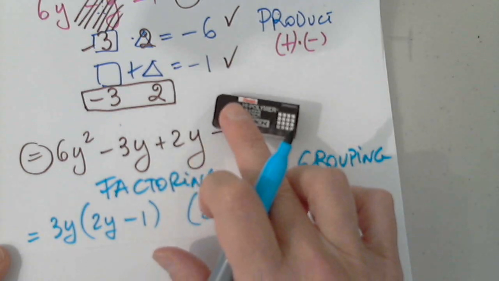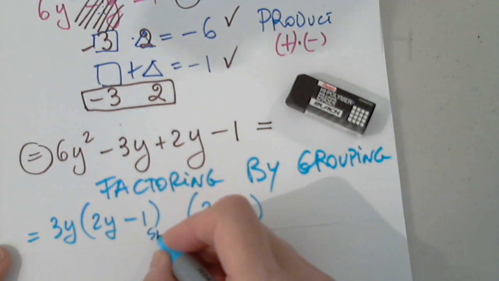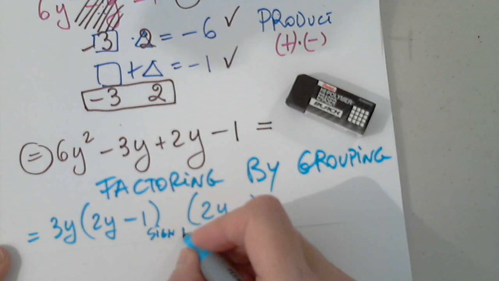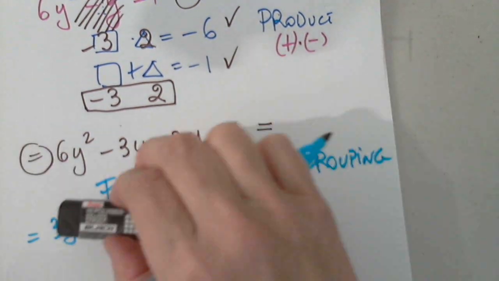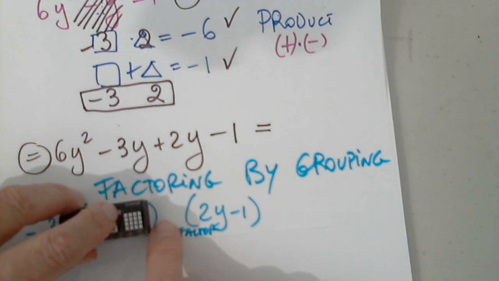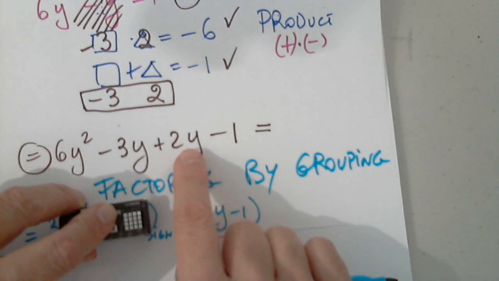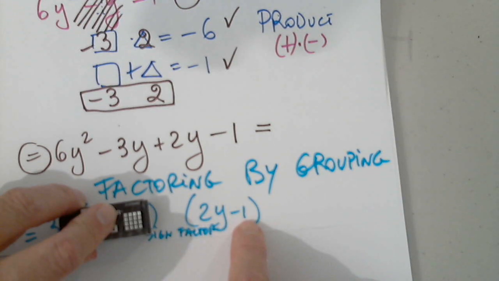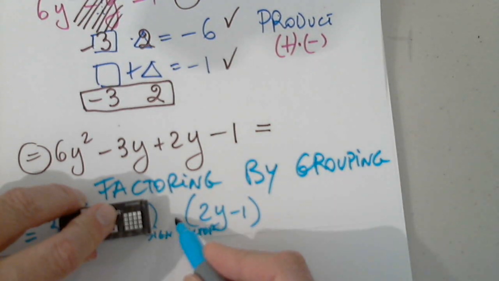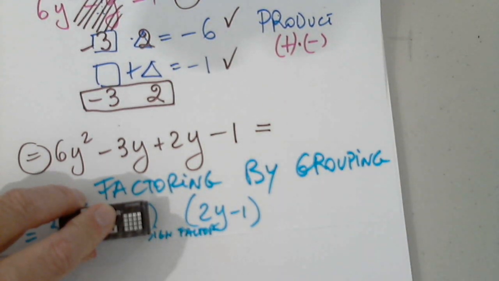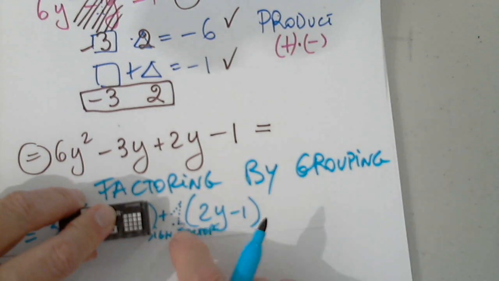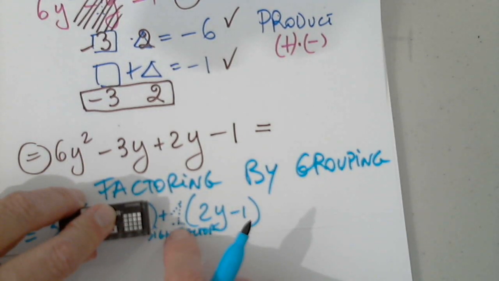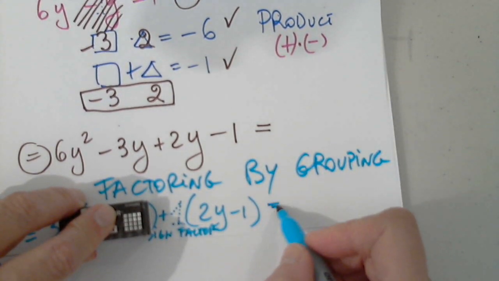So now I uncover this, and here I need a sign and factor. So what would be the sign so that whatever times 2y is 2y, and whatever times negative 1 is negative 1? What should I have here in front? What sign and what factor? +1. Very good. We normally don't write the 1. We write the plus, but not the 1, but I'm going to put it there for everyone to see.